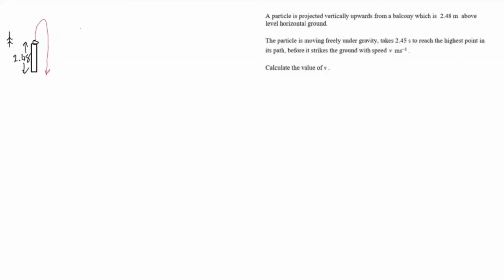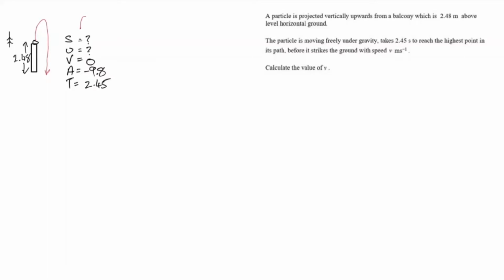So I'm going to start by modeling the journey from the point of projection until it reaches its highest point. So this part of the journey. My SUVAT variables: I don't know the displacement, I don't know the initial velocity, I do know the final velocity, there is going to be 0. Acceleration is negative 9.8, and it takes 2.5 seconds to get there.